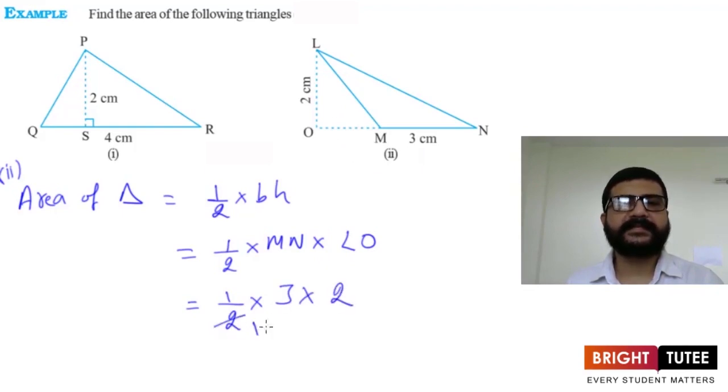Now we can cancel this 2 with this 2. So we are left with 3. So therefore we can say that area of triangle LMN is 3 square centimeters.